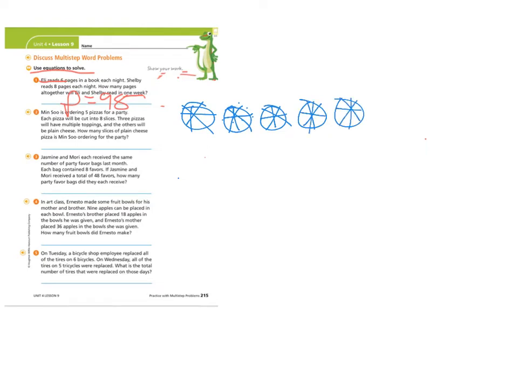8 slices in each pizza. Sorry for my terrible drawing. 3 pizzas are going to have multiple toppings. I'm going to write MT for multiple toppings. The others will be plain cheese. So that leaves us with this.